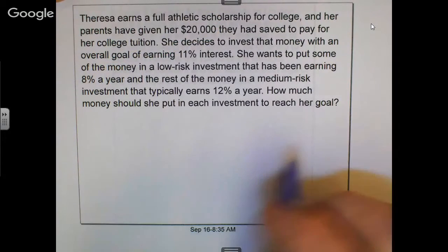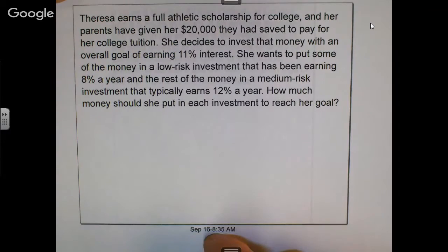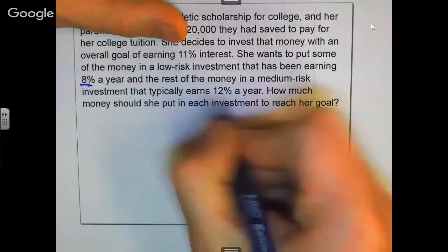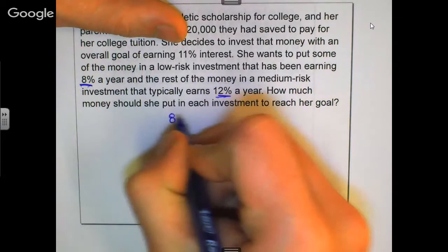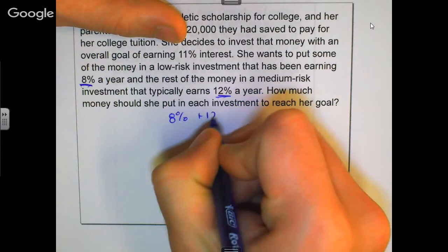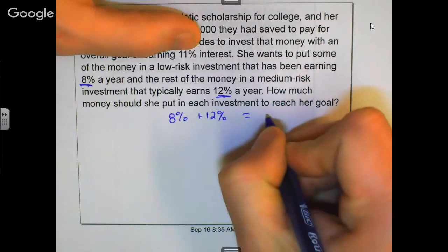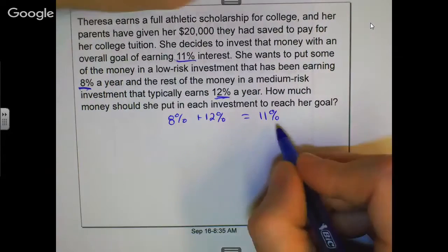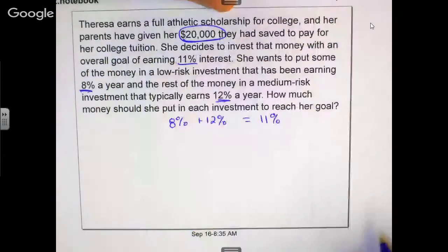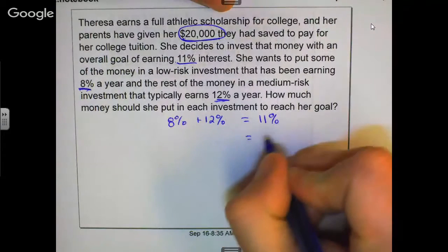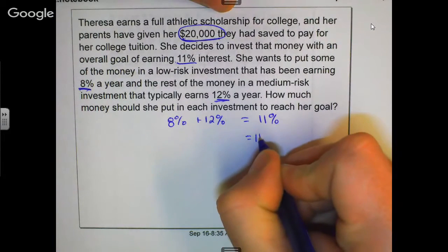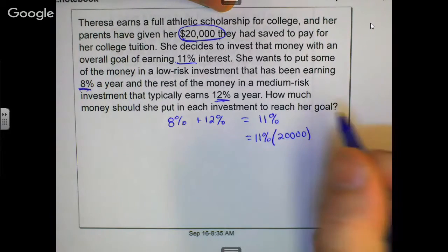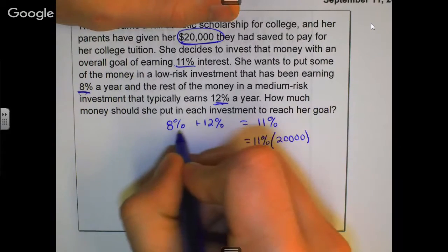Okay, this is kind of like a chemistry mixture problem here. So what we're going to do is we're taking our 8% and our 12%. So we got 8% plus our 12% to reach our goal of 11%. Now, our goal has a total of $20,000. So we're going to say we have 11% at $20,000.